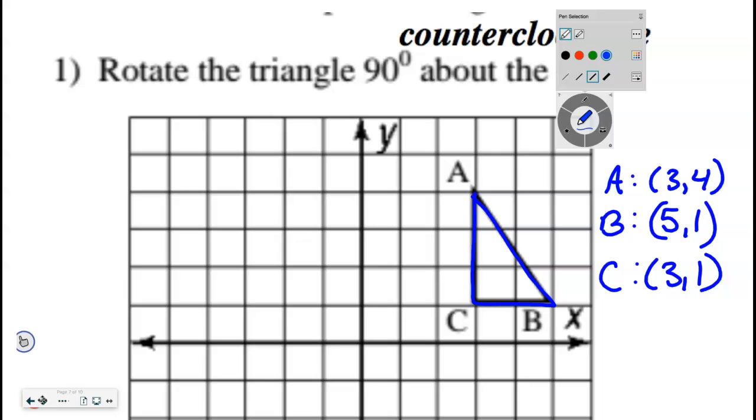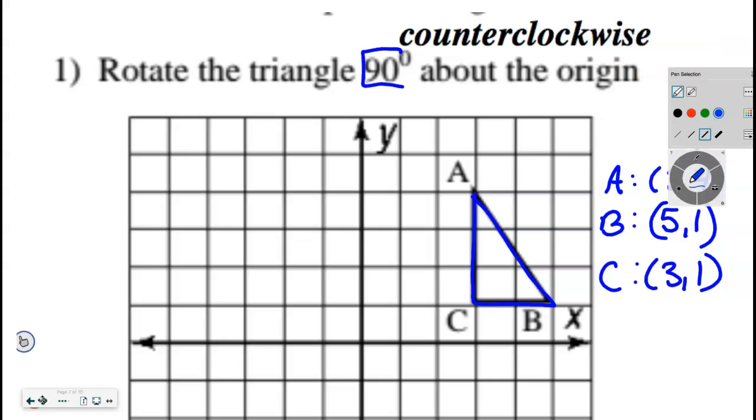Now, are you ready? We are going to do the 90-degree rule, and we are going to do the clockwise one. So you should look at your notes. You don't need to have them memorized. You just need to know how to use them. So Zach, what does it say for the 90 degrees? Counterclockwise.